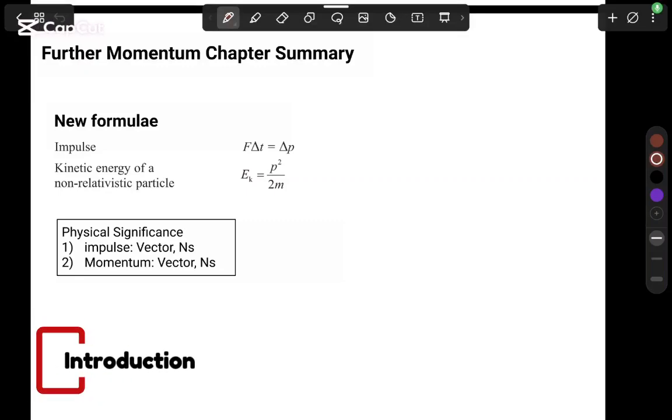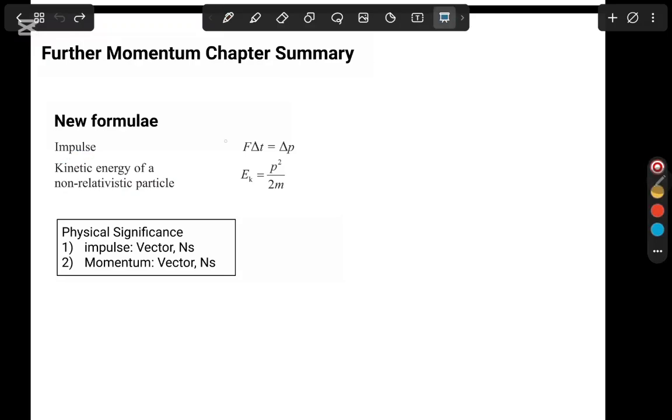Okay, this is going to be the further momentum chapter summary. So we're going to see new formulae here. We've got the impulse formula, which is force times time is equal to the change in momentum. Then we've got the kinetic energy of a non-relativistic particle, which is kinetic energy is equal to momentum squared divided by 2 times the mass. So we get this formula.